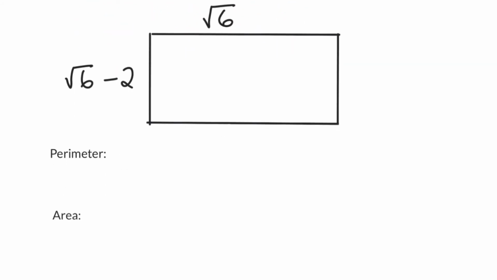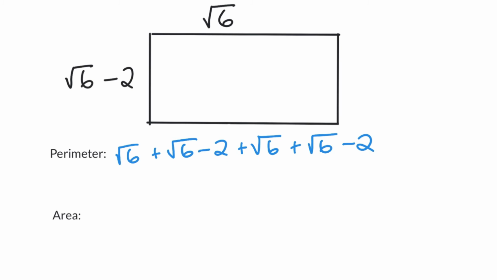So for our last question, we've got a rectangle here with a long side of root 6 and a short side of root 6 minus 2, and we're going to find the perimeter and the area. So for the perimeter, we're going to add up the lengths of all the sides. So we've got root 6 plus root 6 minus 2 plus another root 6 plus another root 6 minus 2. So now we're going to gather up our like terms. We've got 4 lots of root 6 minus 2 is minus 4. So the perimeter of the rectangle is 4 root 6 minus 4.